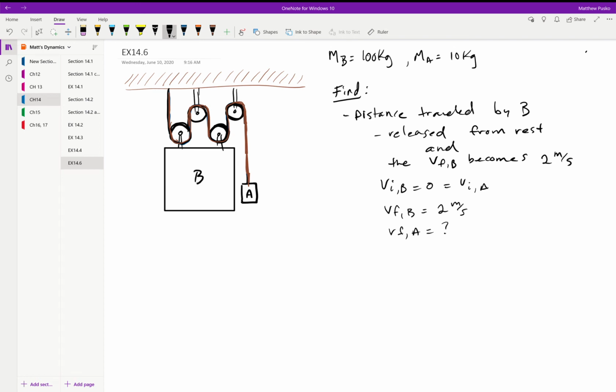Alright, let's take a look at example 14.6. We've got a pulley problem and we're going to use principles of work and energy to solve this. Still going to need a datum on this though. Don't be intimidated by the number of pulleys. We're going to end up with a pretty easy datum equation. So for the datum, let's put that through the top of these pulleys and we'll measure down from there.